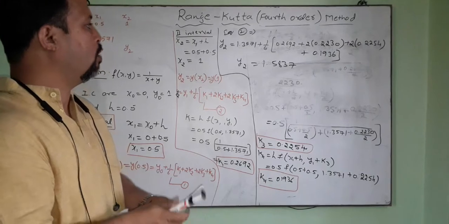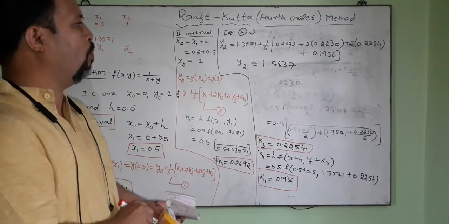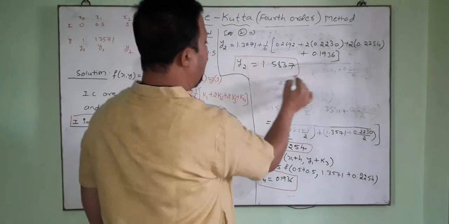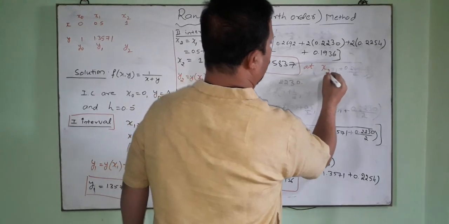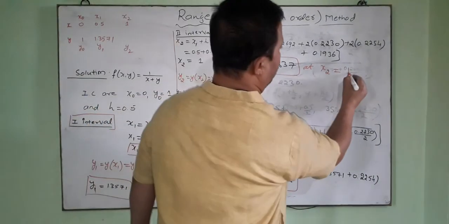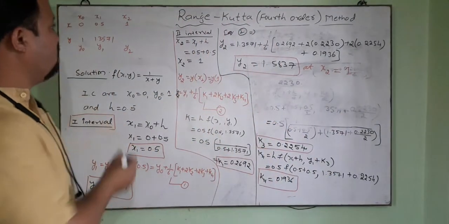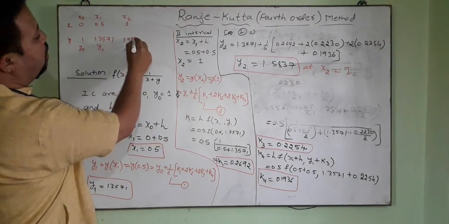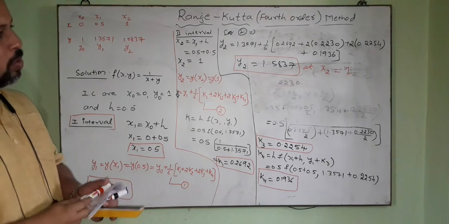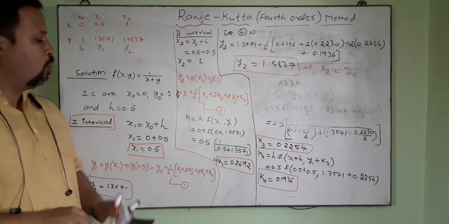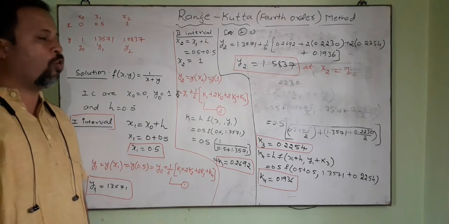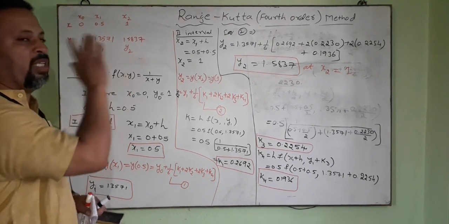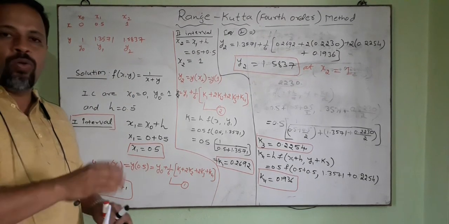So I have got my y2. The y2 value is 1.5837. This is the value at x2. What is x2? x2 is 1. That means in this table we require this value, 1.5837. So this is the second interval. By using this Runge-Kutta fourth order method, we have solved an example in which we have covered the first interval as well as the second interval. So thank you students.